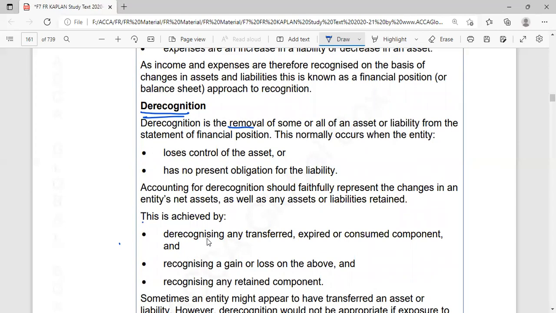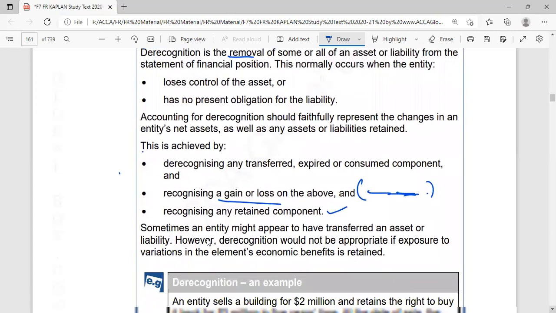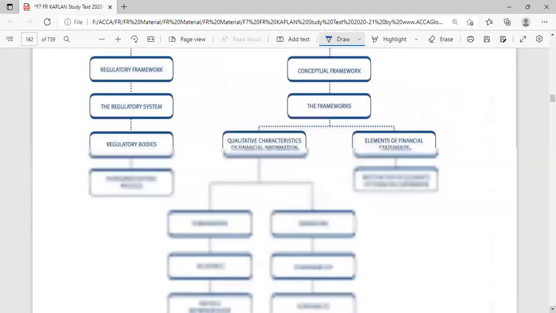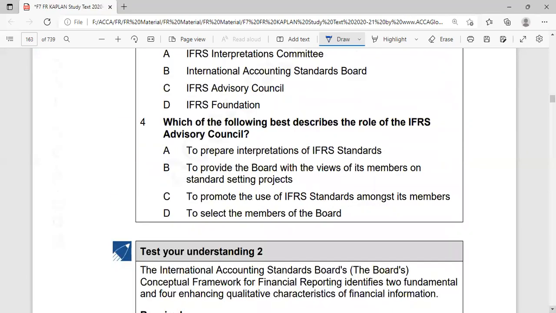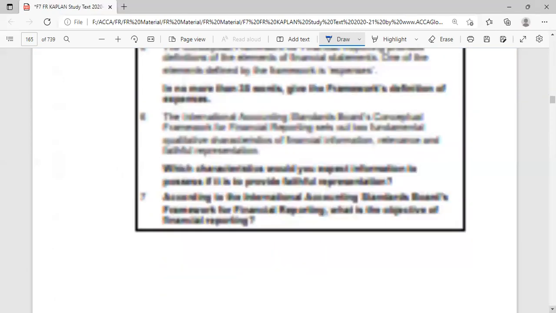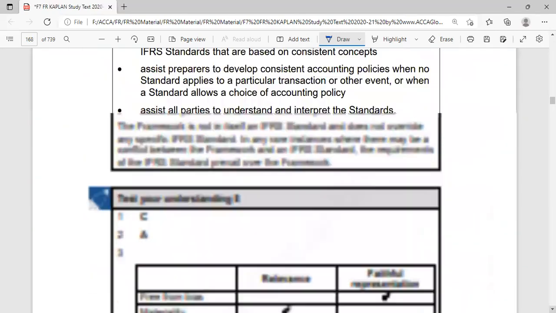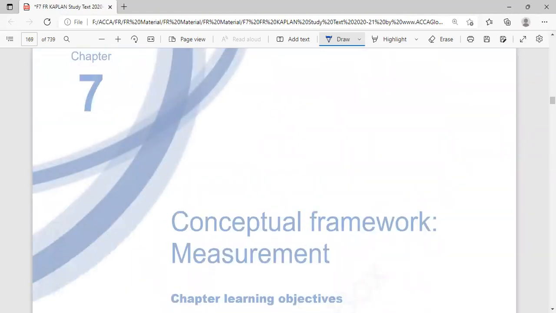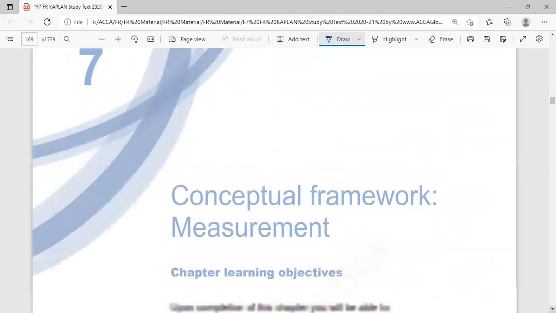So derecognition is achieved by derecognizing any transferred, expired or consumed component, and recognizing a gain or loss on it, as well as recognizing any retained component. The best example is sale of plant and machinery. In that case, we recognize either profit or loss. So this is about the conceptual framework. Next, the conceptual framework and measurement.